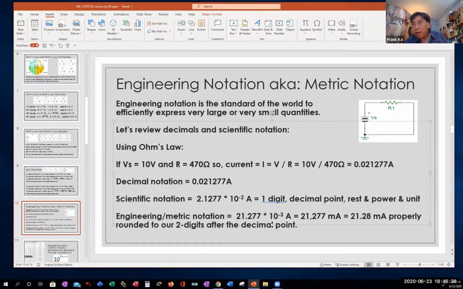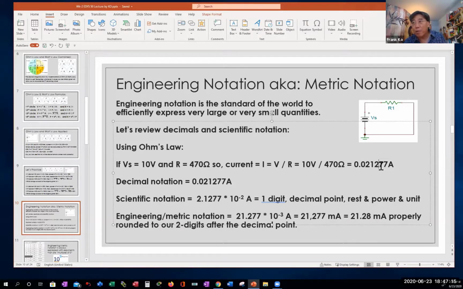So using Ohm's law, if we have a voltage source that's 10 volts, resistor that's 470 ohms, with your handy dandy calculators, we're going to calculate this right now. We want current. So I is equal to V over R. When you calculate 10 divided by 470, many of your calculators are still set in the decimal mode, and it's not uncommon to see a decimal number similar to this.